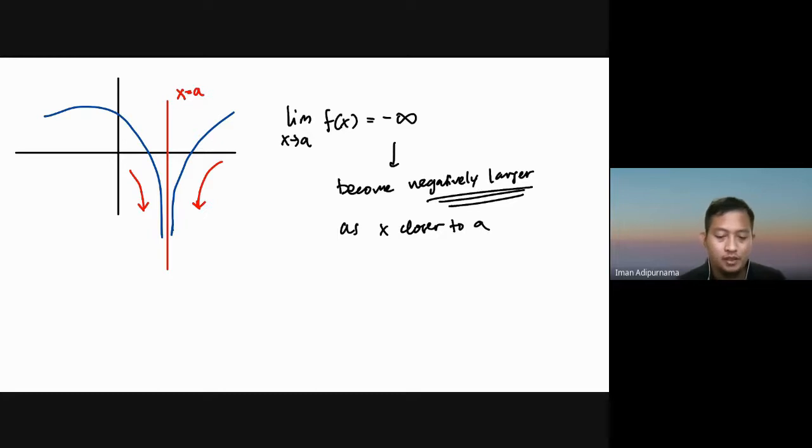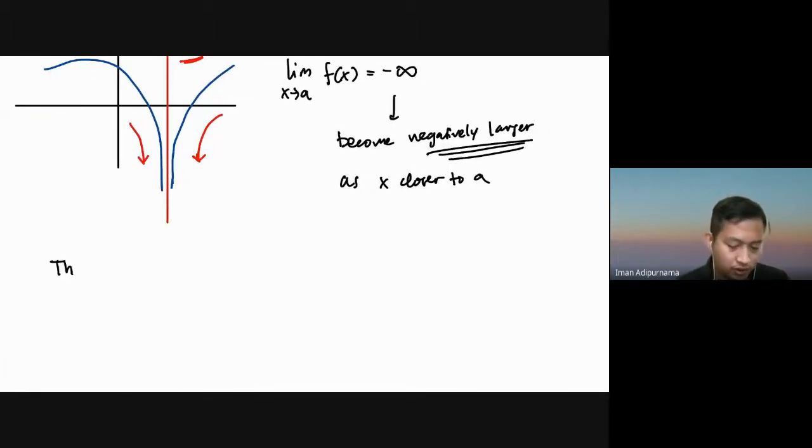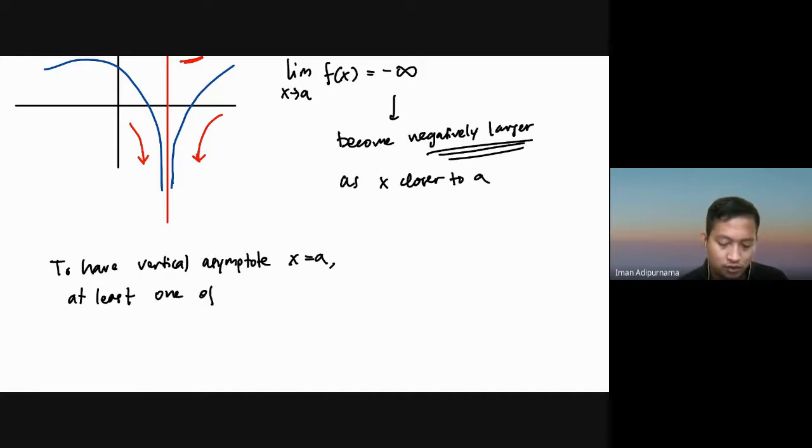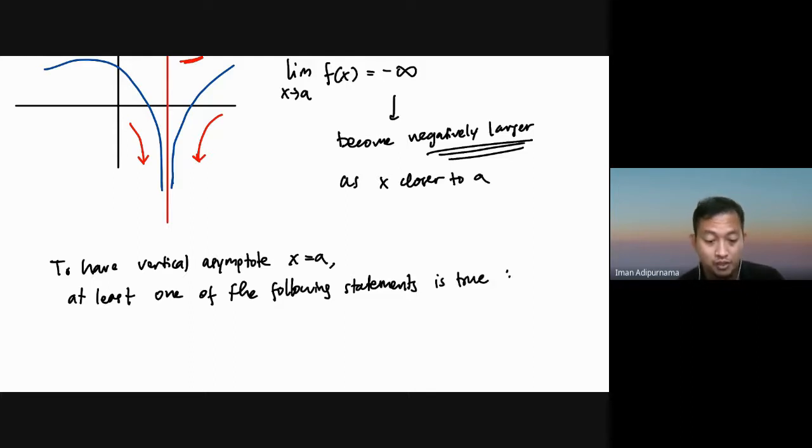Now, to have a vertical asymptote x equals a, at least one of the following statements is true. So you need just one to make the asymptote.